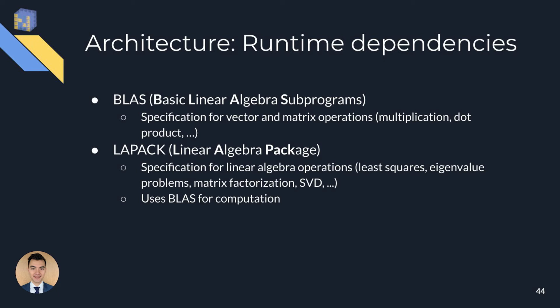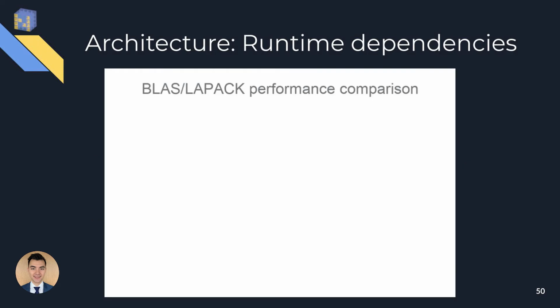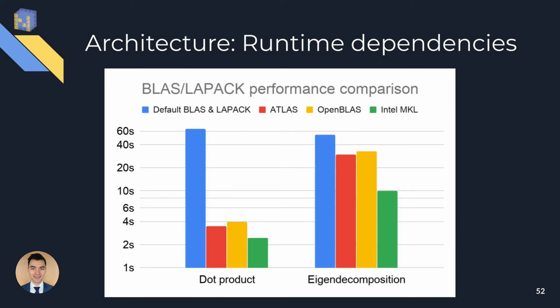Both BLAS and LAPACK have different implementations as they are an interface specification, but they also have a default reference implementation. Other implementations are aimed at compatibility with more platforms, such as Atlas and OpenBLAS, while others focus on the highest performance by focusing on a single platform. Take for example Intel MKL, which as you might have guessed focuses on getting the best performance with Intel CPUs. To show the difference in performance between these implementations, a benchmark was run on different tasks, namely taking the dot product of 2 vectors and performing an eigendecomposition on a matrix.